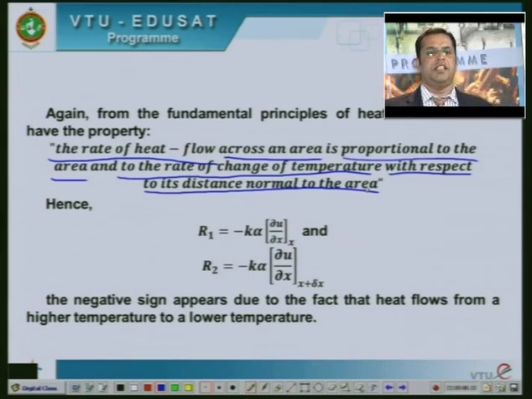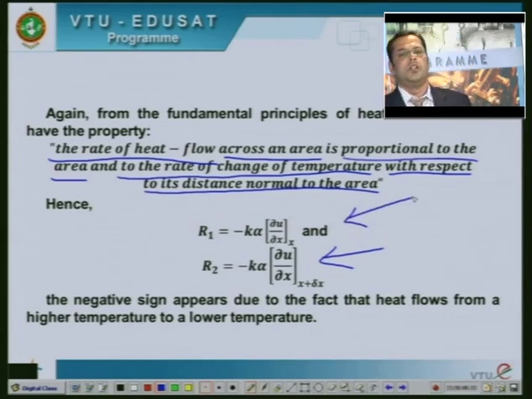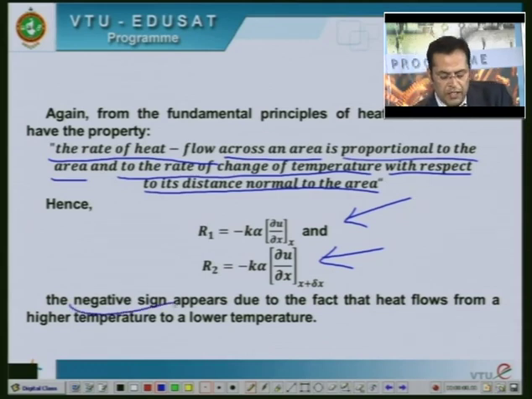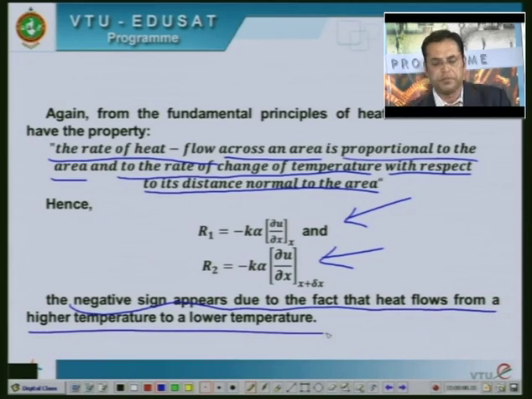You assume that the area of cross section is alpha, and to the rate of change of temperature with respect to its distance normal to the area. So, the rate of inflow R1 can be written as minus K alpha into dou U by dou x corresponding to x, and R2 can be written as minus K alpha into dou U by dou x corresponding to x plus delta x, the negative sign appearing due to the fact that heat flows from a higher temperature to a lower temperature.